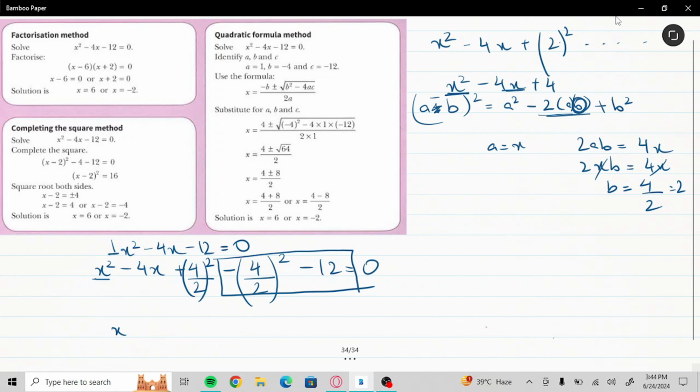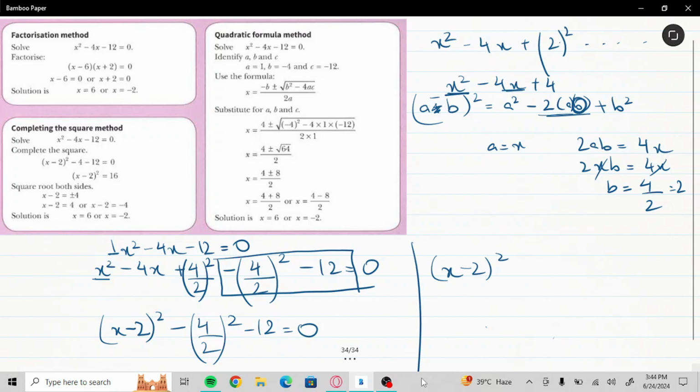So we know the a and we know the b. So what we do is simple. We take a minus b whole squared, and we have minus 4 upon 2 whole square. We are going to continue our equation: minus 12 is equal to 0. And now just simplify this. So x minus 2 whole squared minus 4 upon 2 is 2, and 2 squared is 4.